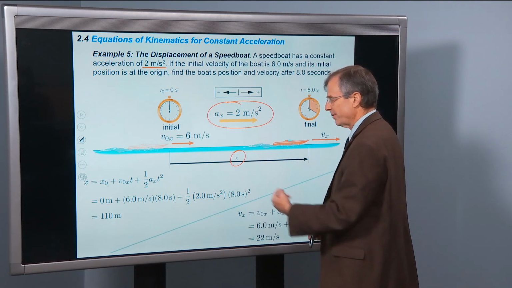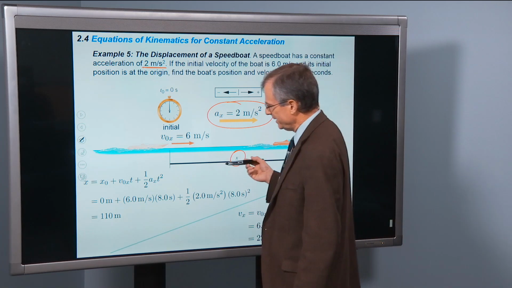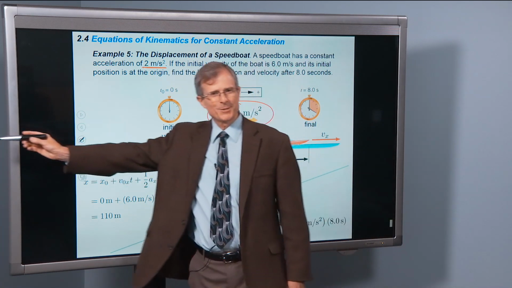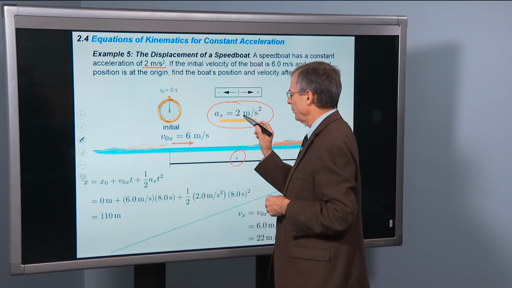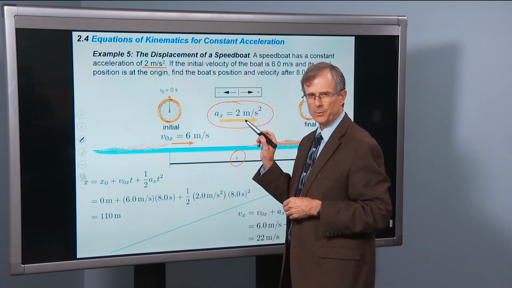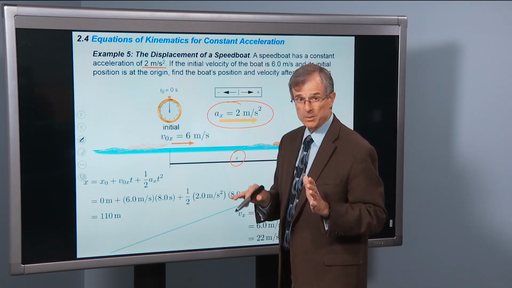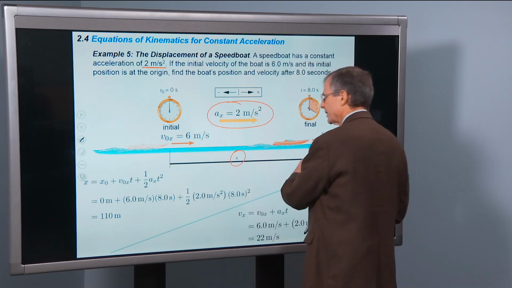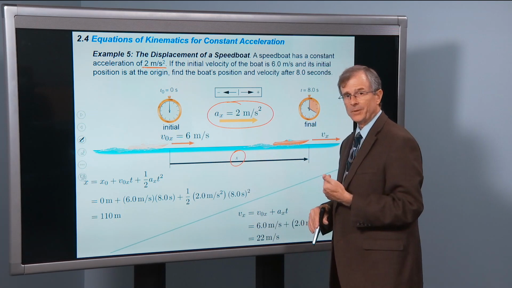Now, what if I had chosen x to the left? Well, if I had said my positive x direction is to the left, but my acceleration is to the right, then I would have put a minus sign in here for the acceleration because it points in the negative x direction. But I make my life a little simpler by saying, let's have the x being in the direction of the acceleration. X is also the direction of the velocity.